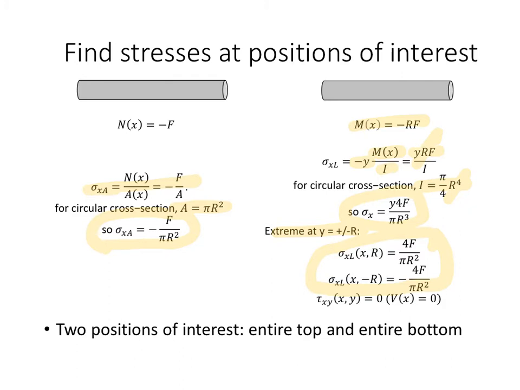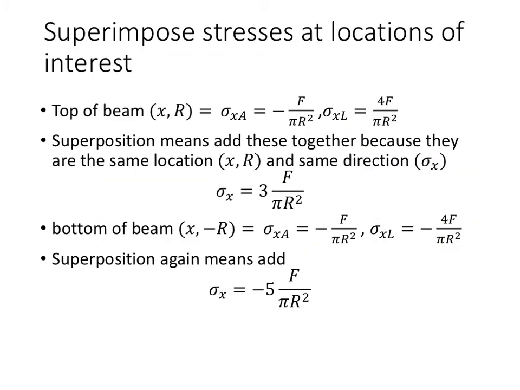And we can also see that at the midpoint of the beam, because there is no shear force, V of x is 0, there's also no tau xy in this problem. So we have, with axial load, it's the same everywhere in the bar, and on the bending, we're interested in the top and the bottom of the bar, but we'll see that we'll have to add the two together.